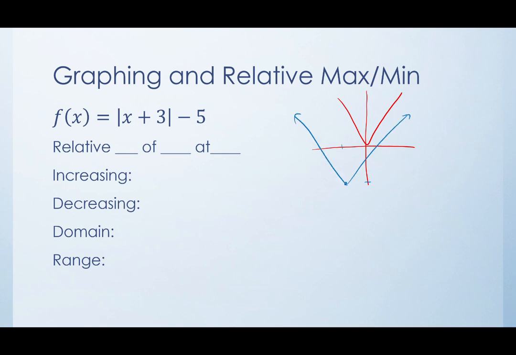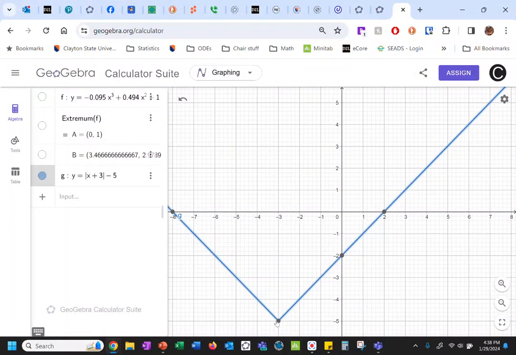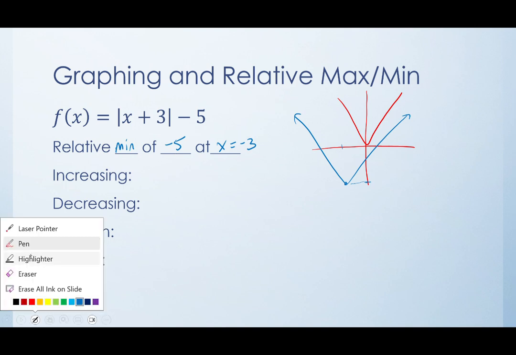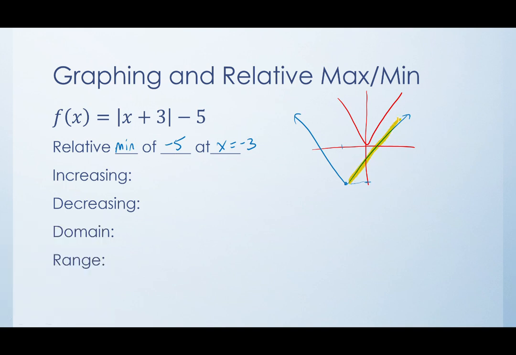And so we can tell it's got a relative minimum, which also happens to be the absolute lowest point on the graph. That minimum was at -5 at x equals -3. We can double check that with our graph. There we go, -3 comma -5, which is what we said. Where is it increasing? It's increasing on the right side of the graph, right? So we're increasing from -3 off to infinity.